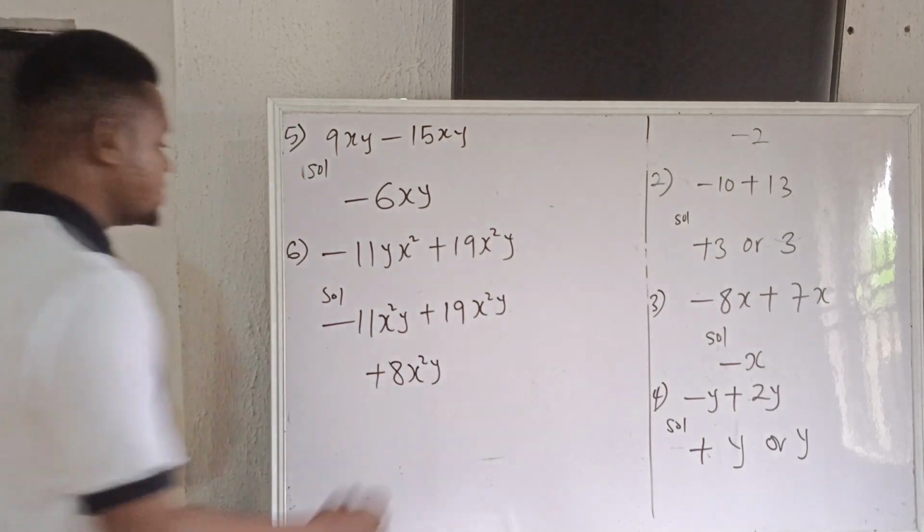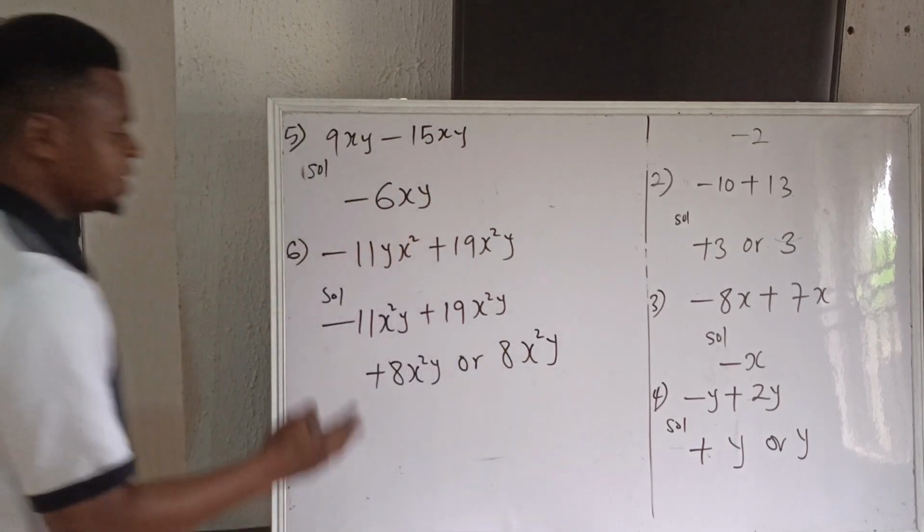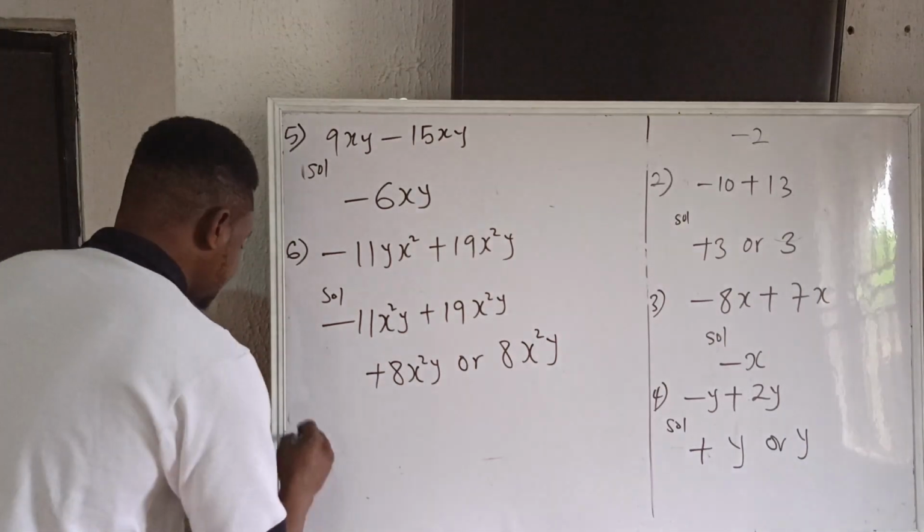Then plus 8x squared y can also be written as 8x squared y. So this is correct. Are you seeing that now? Okay, so let's look at example 7.